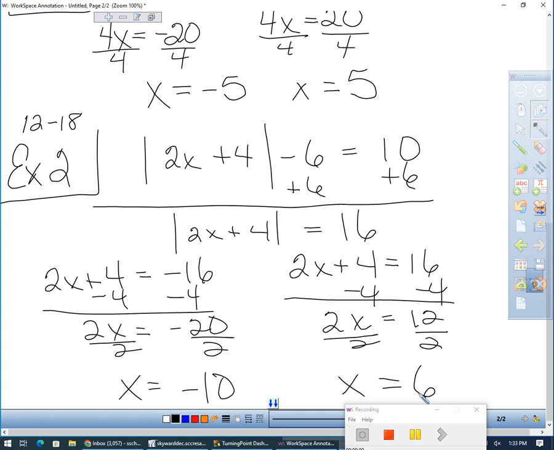All right. So take it a little bit further. Still in the same section, just a little bit more. All right, let's go with example number 3.